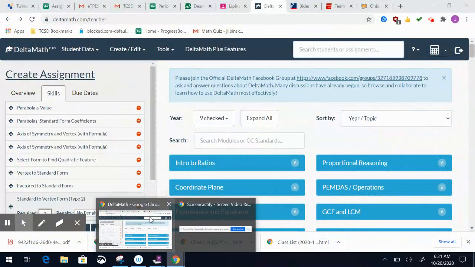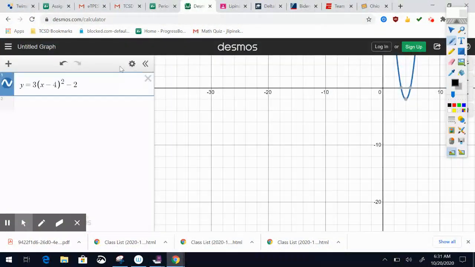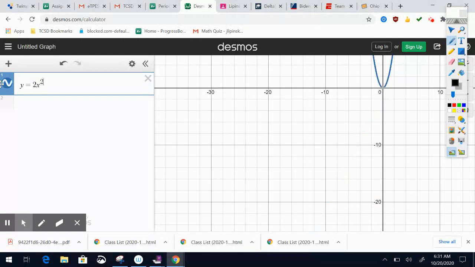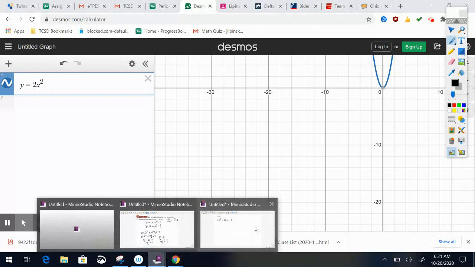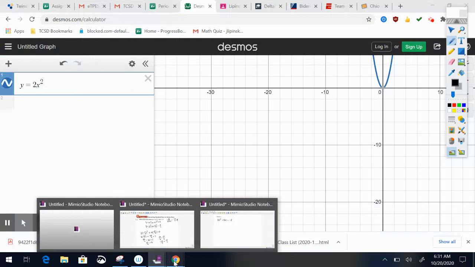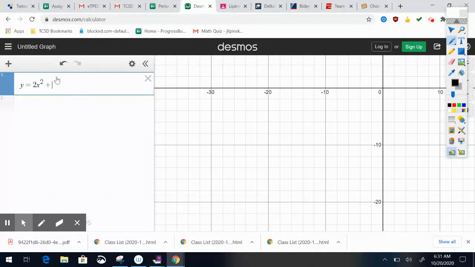Go ahead, use Desmos, okay, and make sure your vertex is right. So this is how you can find the vertex. You don't even need to do negative b over 2a if you know how to do this. So it was 2x squared. I believe it was, what, minus 10? Is it minus or plus? This one, it was plus 10x plus 7.